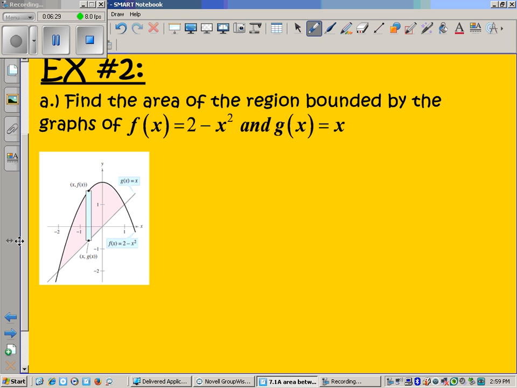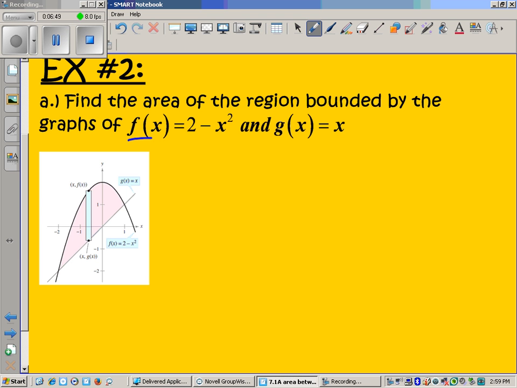Example number 2 says find the area of the region bounded by the graphs of f of x, where f of x is 2 minus x squared, and g of x, where g of x is x. Okay? So pretend like they didn't give us a graph, because they're probably not going to give us a graph.